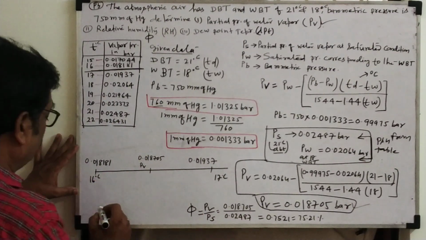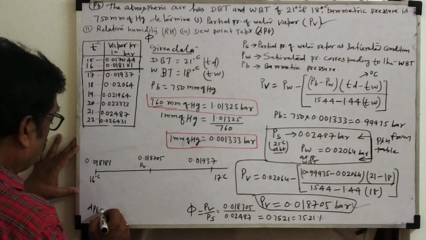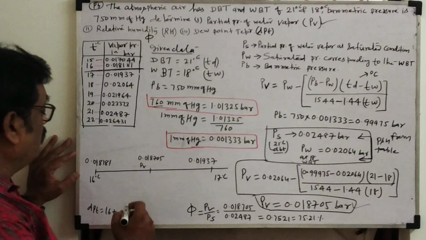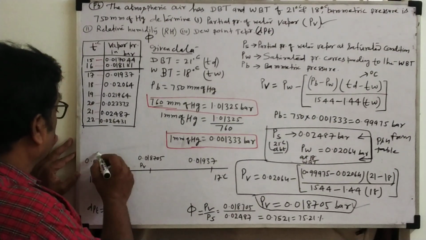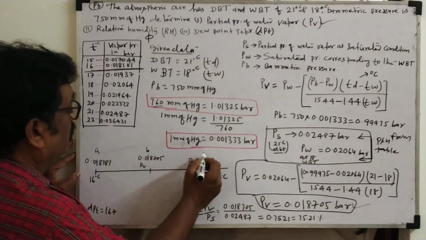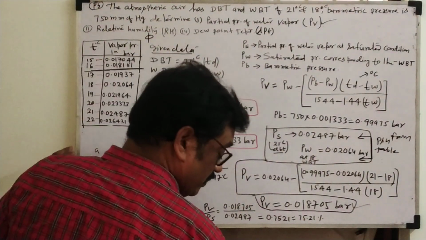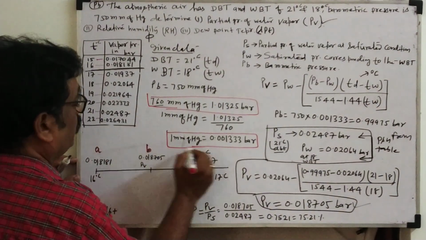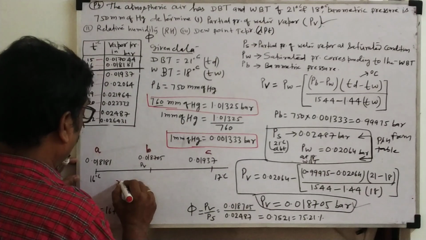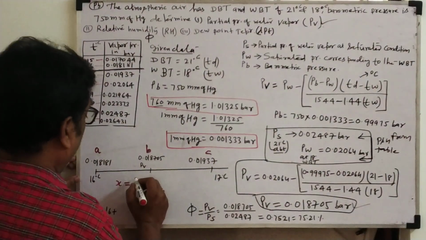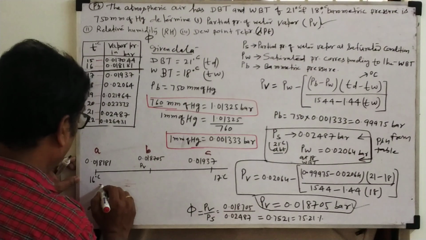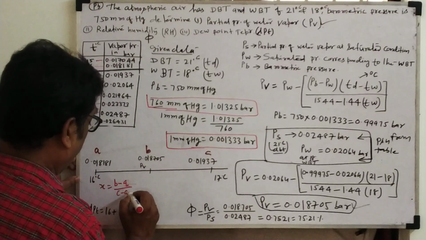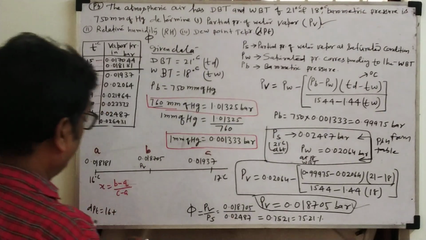So we know the answer, the dew point temperature, is 16 plus some fraction value. How will we get the fraction value? Suppose we take this as point A, this point B, and this point C. This point is A, this point is B, this point is C. How do we calculate the fraction value? We calculate it as B minus A divided by C minus A.